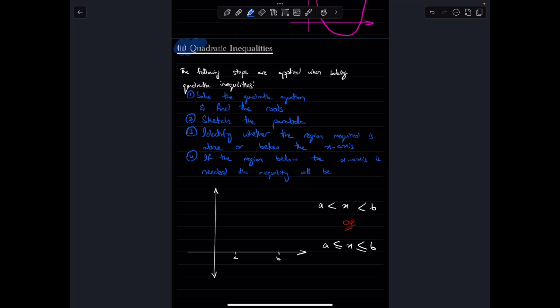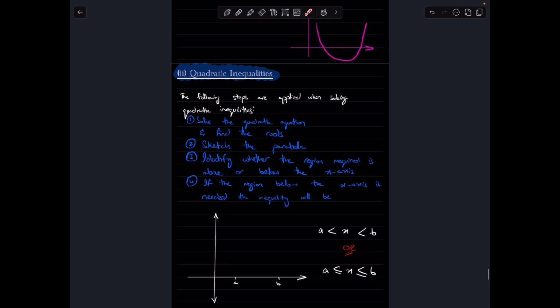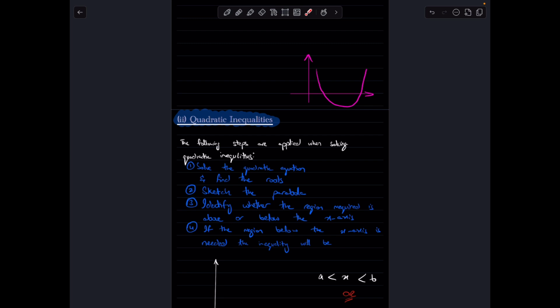So a quadratic inequality is an expression which involves x squared and an inequality sign. So the graph of a typical quadratic equation would look something like this. But when an inequality is involved, we need to identify the range of values of x. That is, whether the region below the x-axis is required or the region above the x-axis is required.